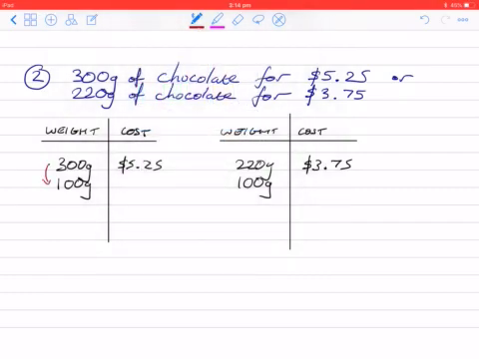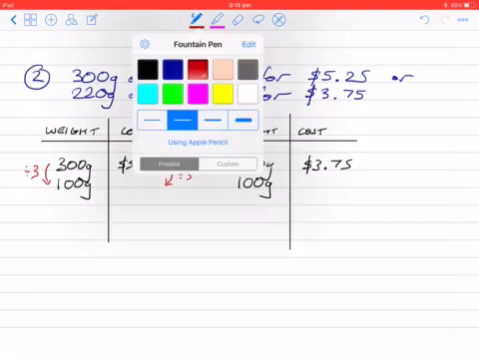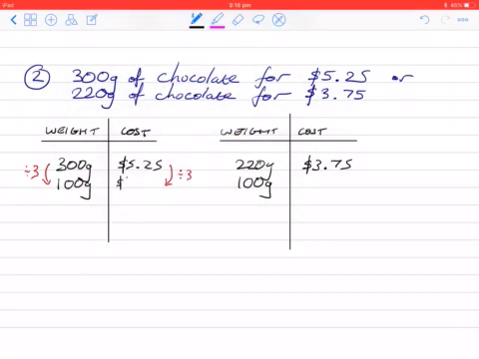So I've got to change 300 grams into 100 grams. So to change 300 to 100, we divide it by 3. We do the same on the other side here, divide it by 3. So on your calculator, you go $5.25 divided by 3. That is $1.75.